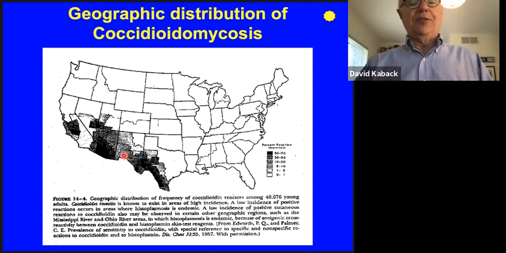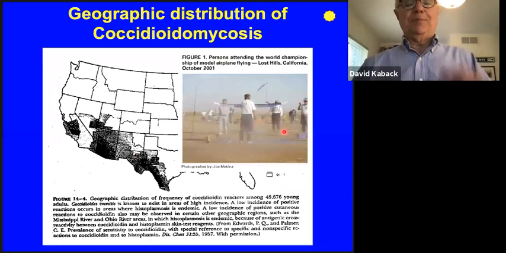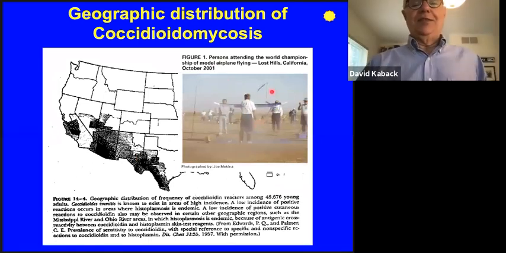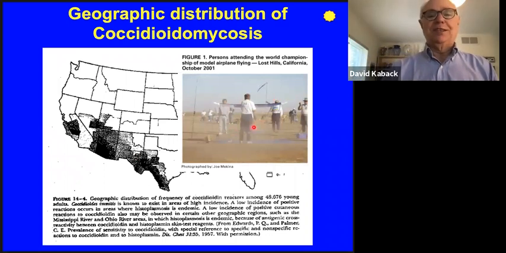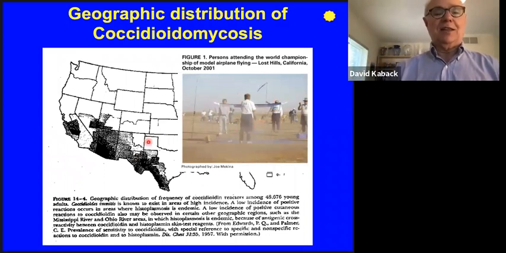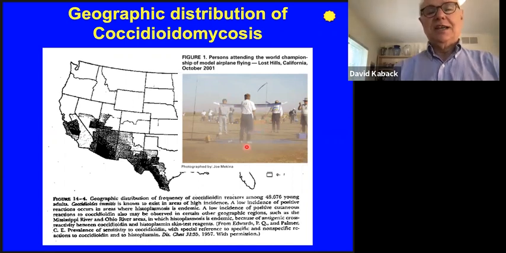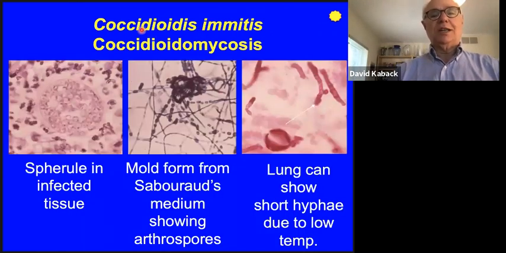A number of infections were seen at one point when a bunch of model airplane enthusiasts were flying their model planes in the desert in the middle of California, and they were kicking up a lot of dust. A lot of these guys, who were from England, ended up getting sick from coccidioidomycosis.